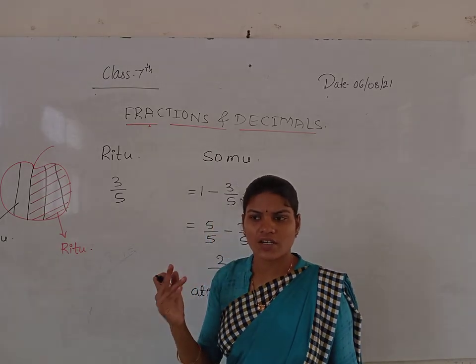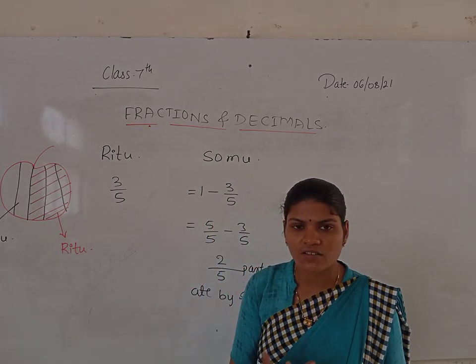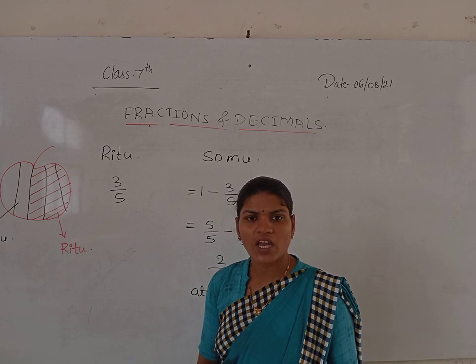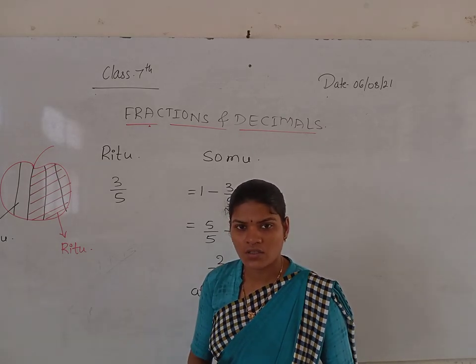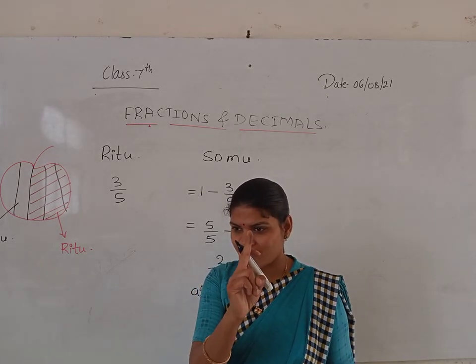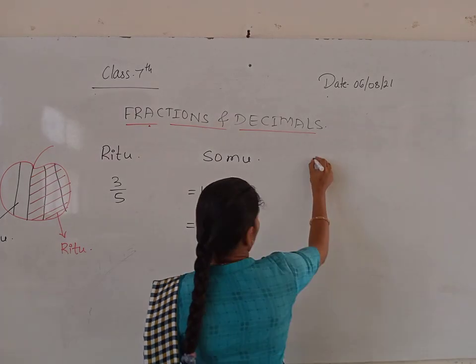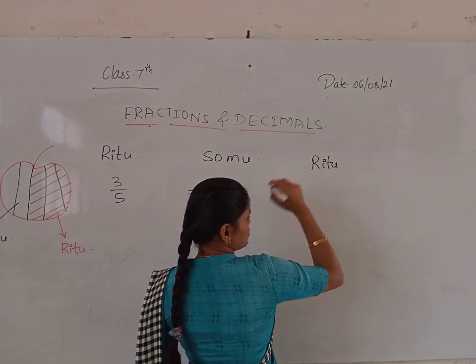Ritu ate 3 pieces. Somu ate 2 pieces. Who ate more? Ritu ate more apple by how much? By 1 piece extra. Yes? Okay. Next concept here, next question.